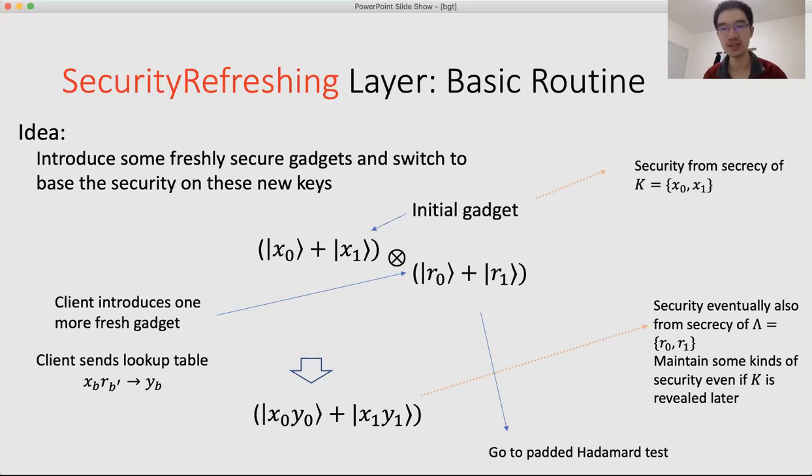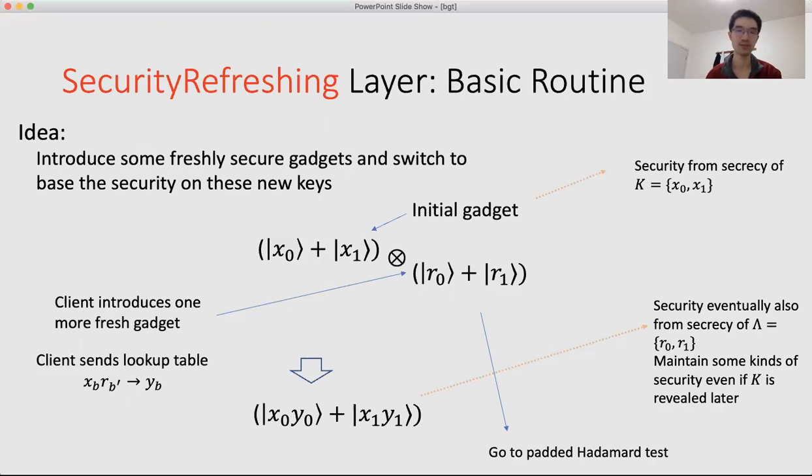So let's first try to understand the basic routine. So here x0 plus x1 is the initial gadget, and x0 plus r1 is a virtually secure gadget. And the client will send a lookup table, which encodes YB and XB RB prime.